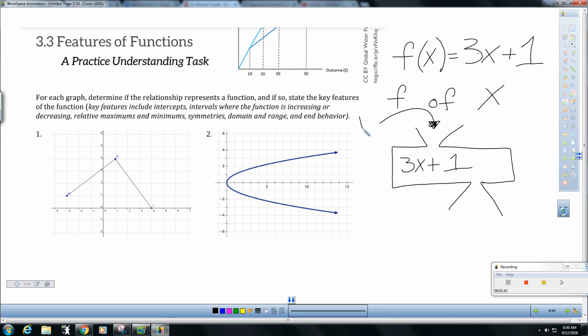So let's say we put in a 10. And then it pops out f of 10, the function evaluated at 10. And so what's 3 times 10? 30 plus 1 is 31. And so we would say f of 10 is 31. Or if you evaluate the function at 10, the output will be 31.